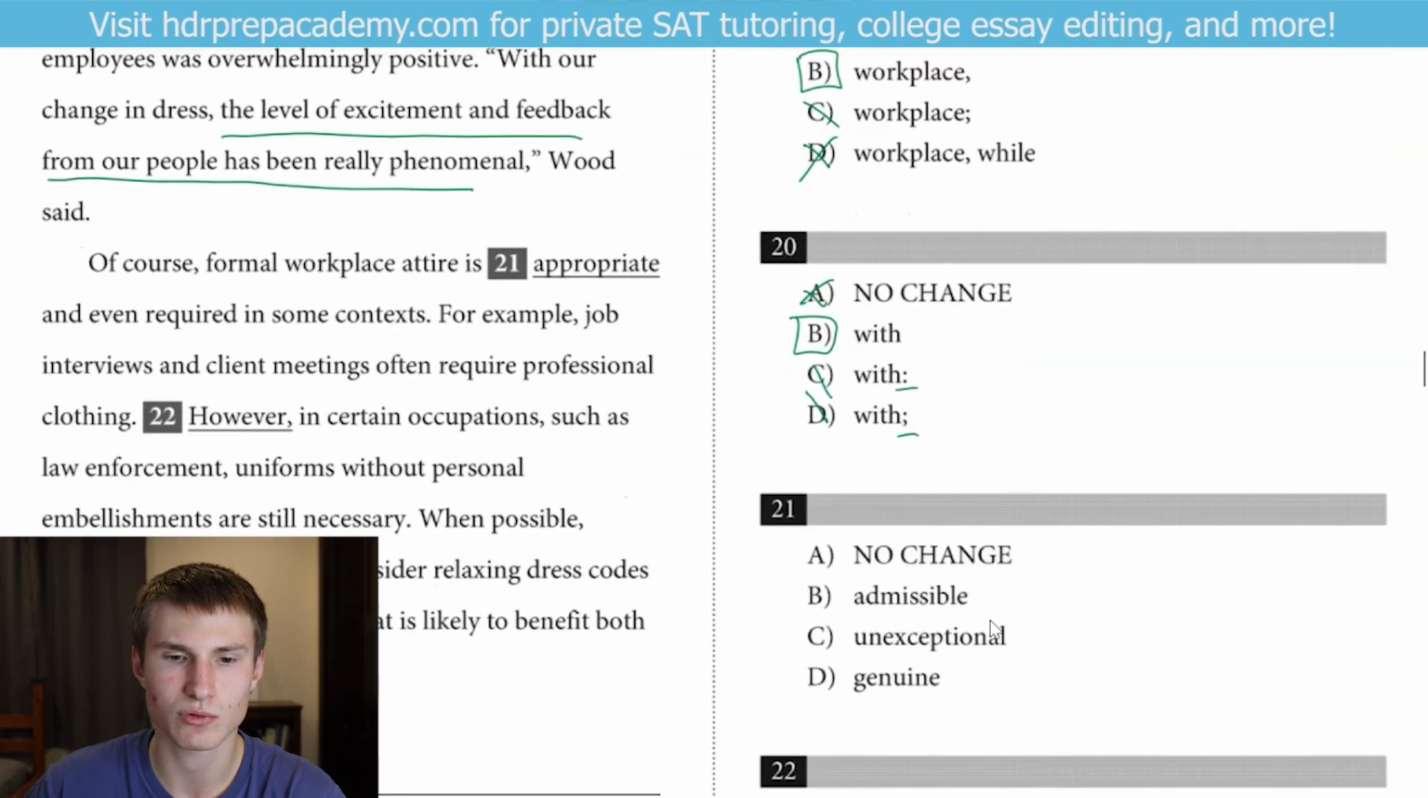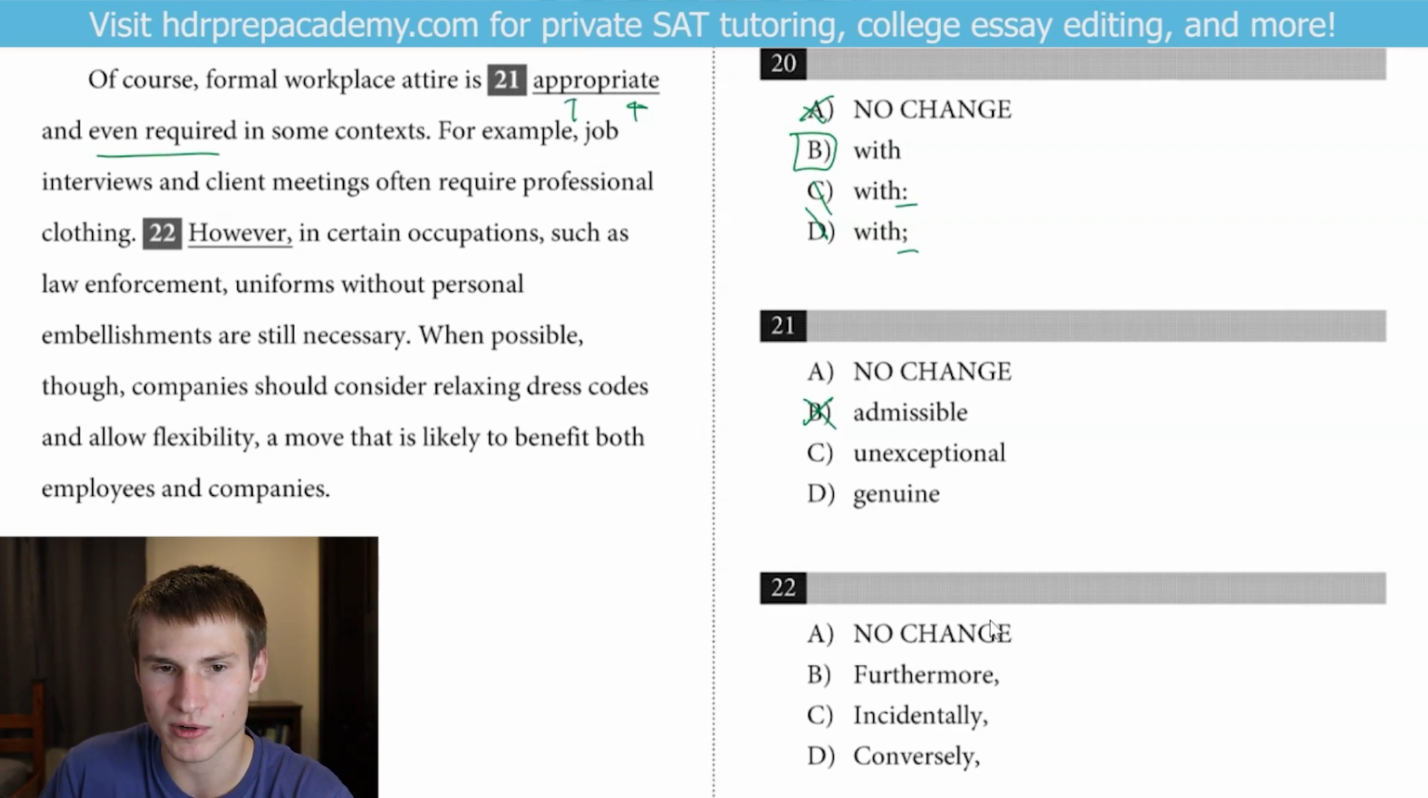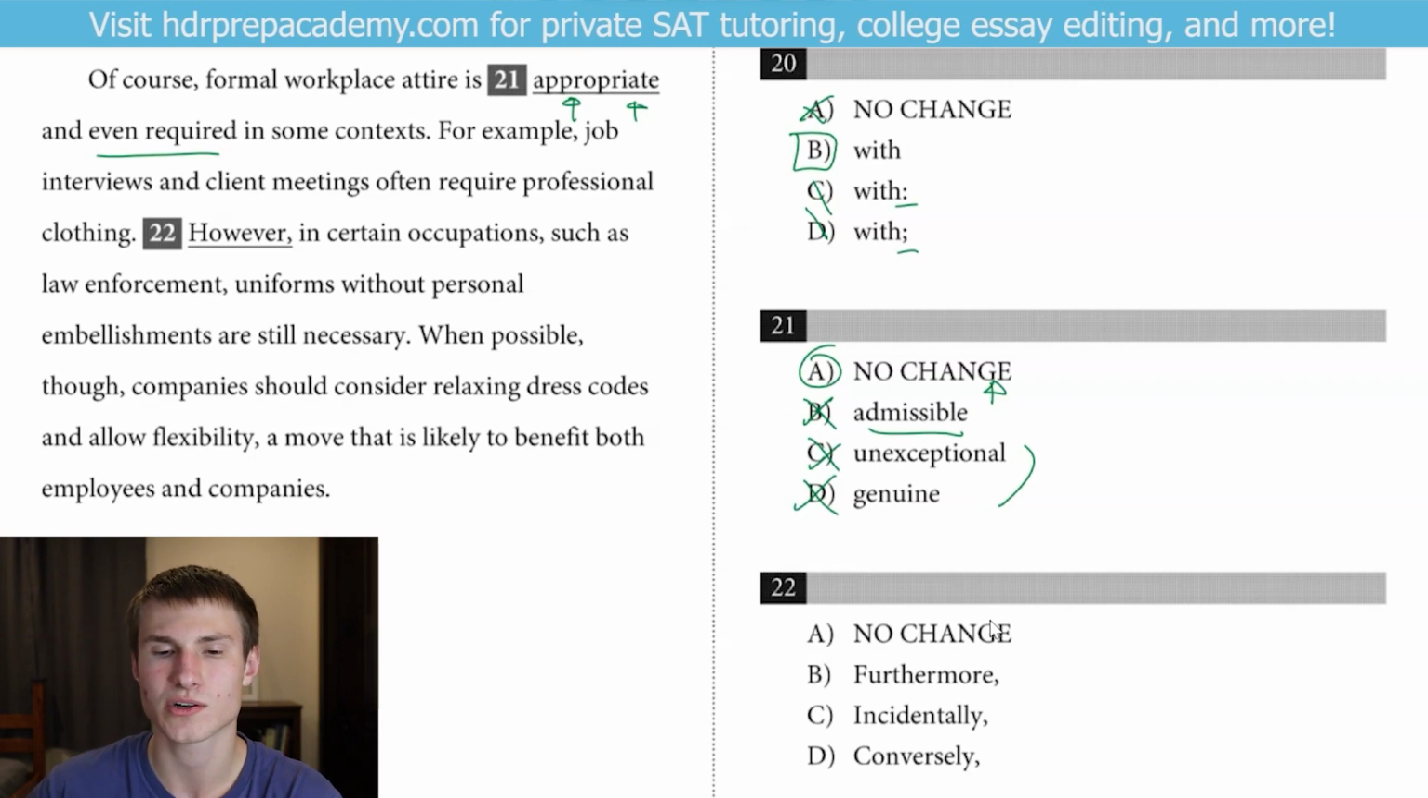Now, if you look at question number 21 here, of course, "formal workplace attire is," and then we have something underlined here, "and even required in some contexts." Okay, so we're talking about how formal workplace attire can't be thrown out. It does still have a necessary place in the world. So we wouldn't say formal workplace attire is admissible, right? We want to show that it's still important, right? It's required in some contexts and appropriate in some contexts, so our answer would be A. We're not saying that it's unexceptional. We're not saying that it's genuine, okay? C and D are really far off in terms of B, saying that it's admissible. Our claim here isn't that it's admissible. We're claiming that it's pretty much necessary or appropriate in some cases. So our answer there would be A.